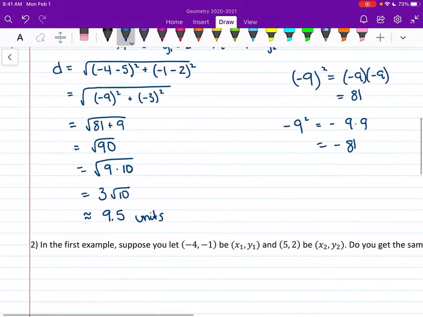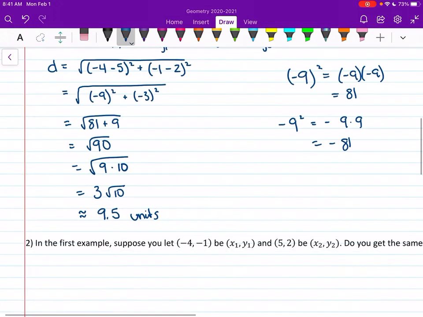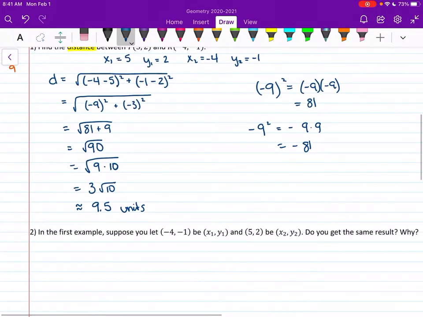Our next one says, suppose you let (-4, -1) be the first point, and (5, 2) be the second point. Do you get the same result, and why? All right, well, let's look at this. If I look at this, my x1 and x2 are put together in this expression here, x2 minus x1 quantity squared. And then my y2 and y1 are put together in this expression here, -1 minus 2 quantity squared.